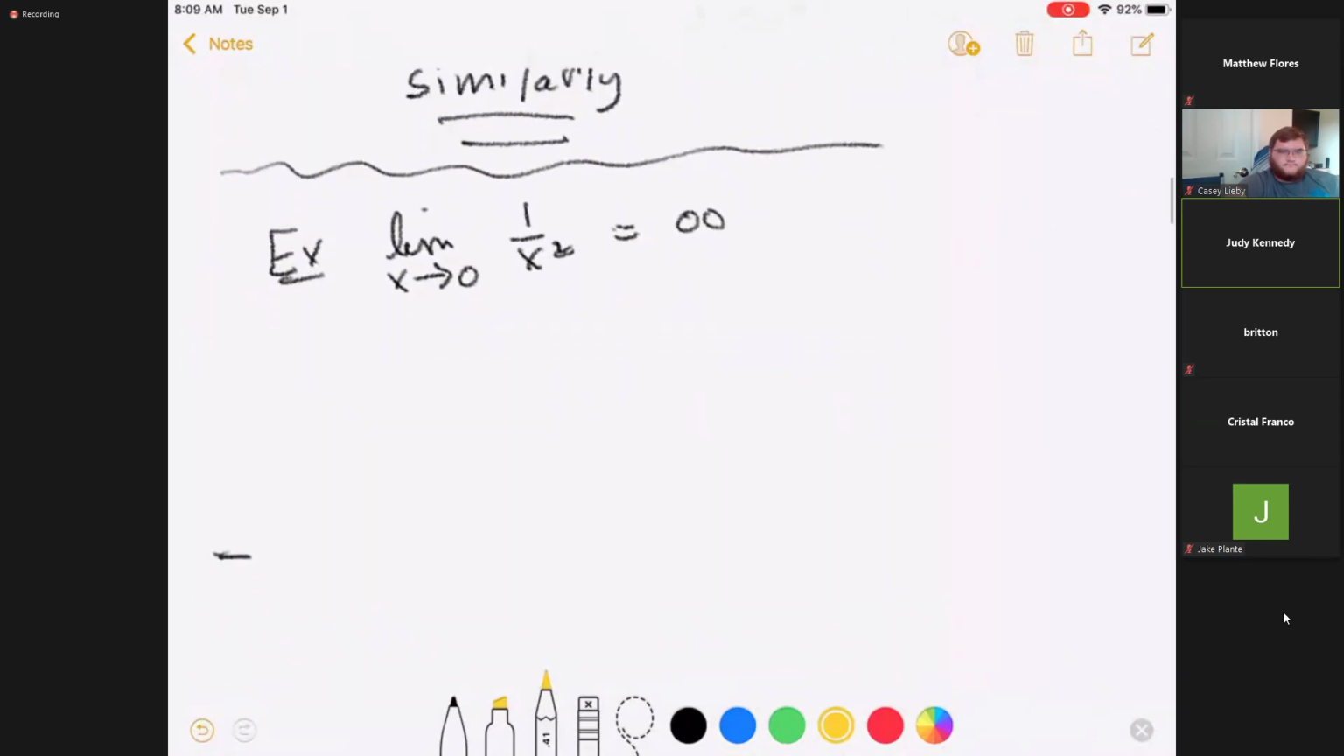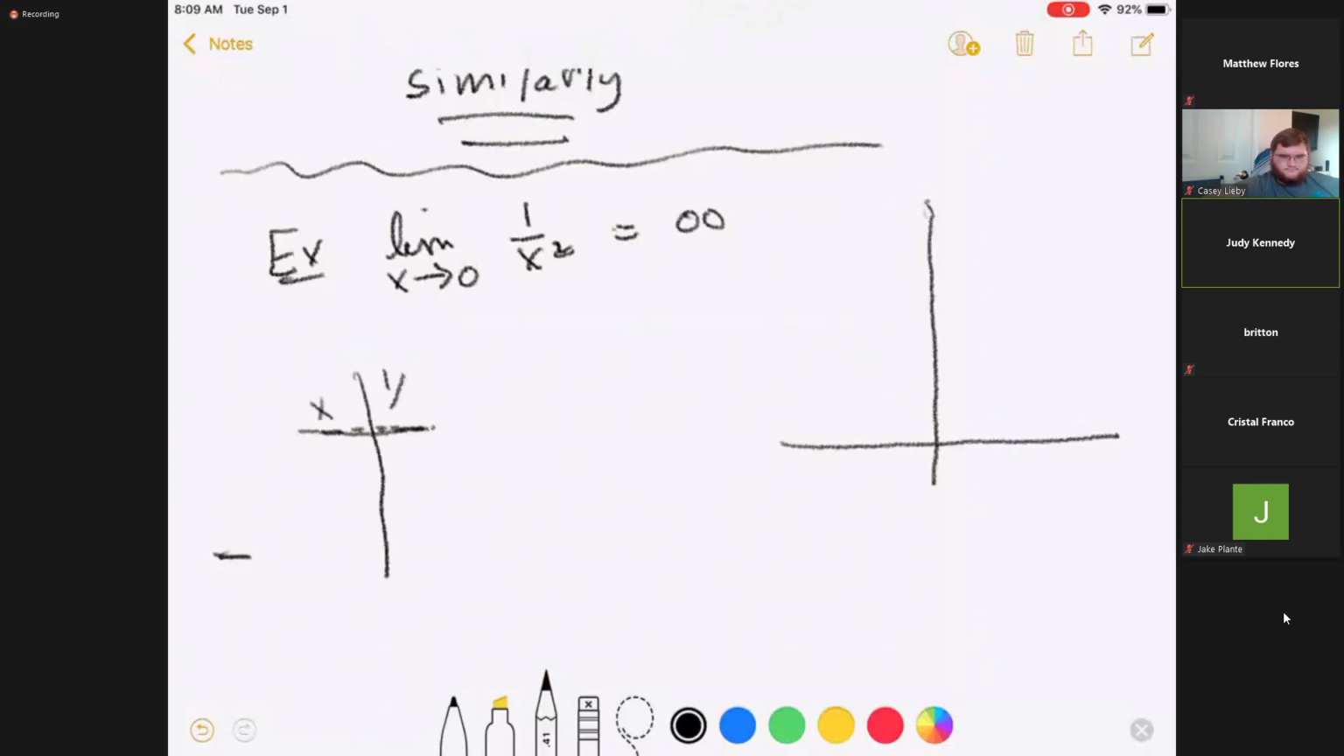Okay, so here's an example. The limit as x approaches 0 of 1 over x squared is infinity. And rather than try to prove this exactly, let me just show you that it's plausible. I'm going to take some x's close to a, which is 0 here. So how about 0.1, 0.01, 0.001, and then go on the other side, minus 0.1.